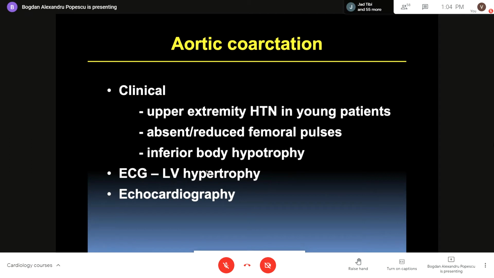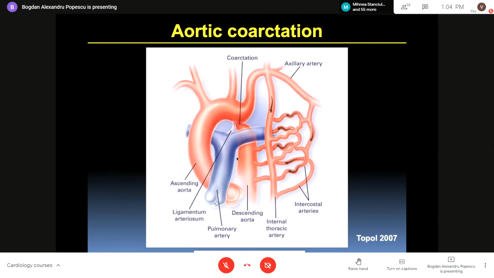In fact, if you have a young patient with high blood pressure, you have to have an increased index of suspicion, because it is so easy to diagnose. You just have to examine the patient at the bedside. Then, of course, you may find hypertrophy, you do an echo, and you confirm the diagnosis.